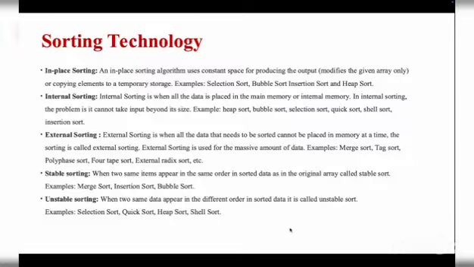And then we have stable sorting. It is when two same elements appear in the same order in the sorted data as in the original array, then we call it a stable sort, such as merge sort, bubble sort, and insertion sort. And then we have unstable sorting. This is when two same data appear in a different order, whereas in stable sorting they appear in the same order. In unstable sorting they appear in a different order in the sorted data, and it is called unstable sorting. For this, we can take examples such as selection, quick, heap, and shell sort.